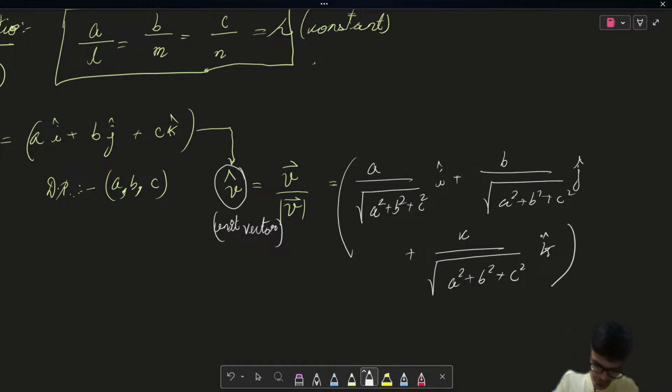Prashant, sir, will you solve questions in this session? Yes, we will definitely solve questions, but first of all, let's try to understand the theory part.